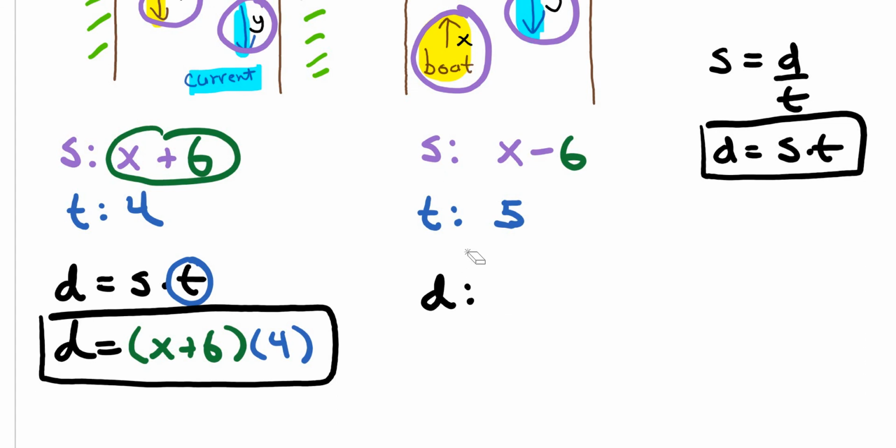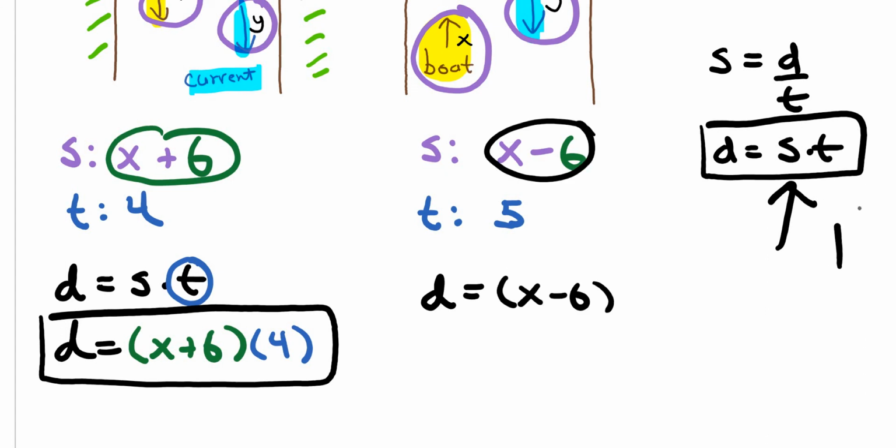If I do the same thing over on the right hand side, distance is my speed. Now what's my speed here? My speed is x minus 6, right? And what's my time? My time is 5. And that right there is my second equation.